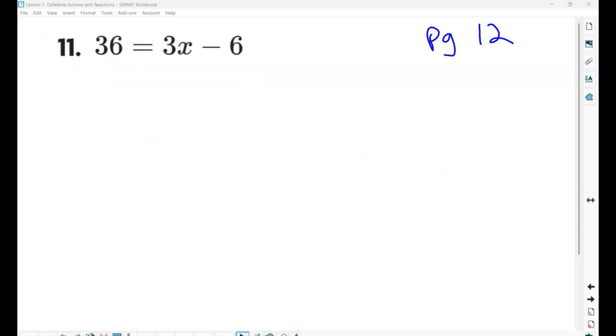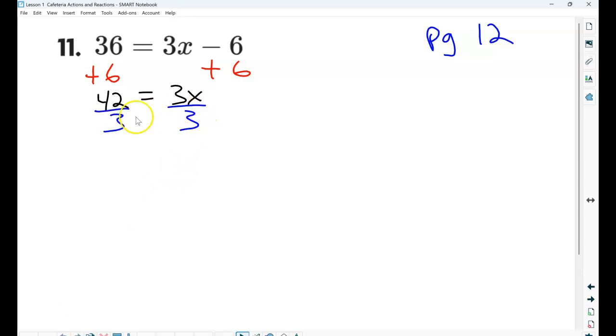Okay, so first we're going to take a look at problem 11 here. And what we want to do, like I said before, you want to do the inverse operation. You want to work your way away from the variable. You want to add 6 on both sides first. Then you're going to have 42 is equal to 3x with the 6 canceling out. Then, instead of having 3 times x, you're going to divide by 3. So you divide by 3 on both sides. And then you get 14 is equal to x.